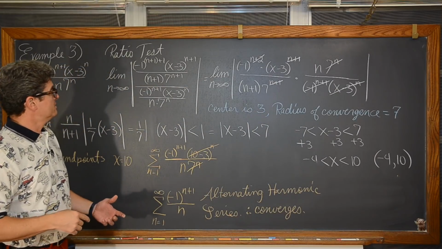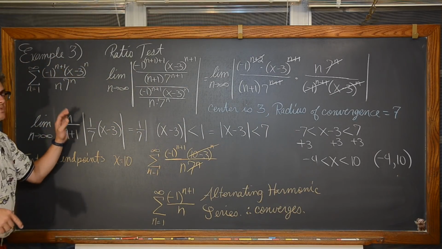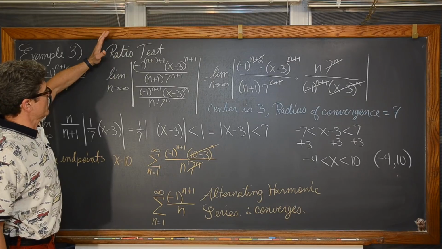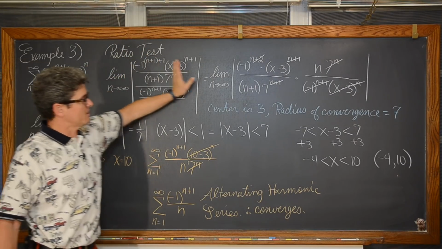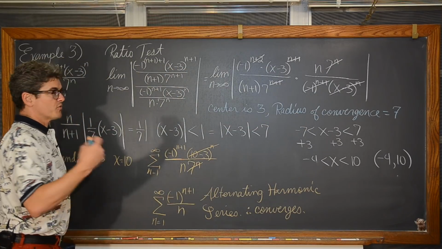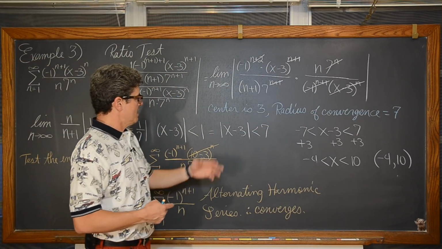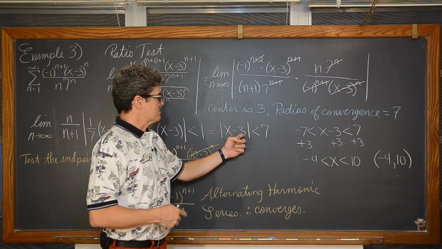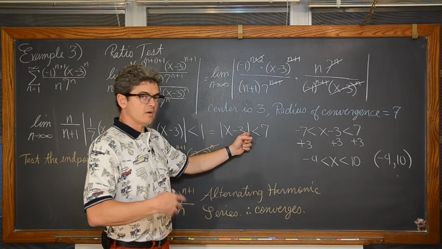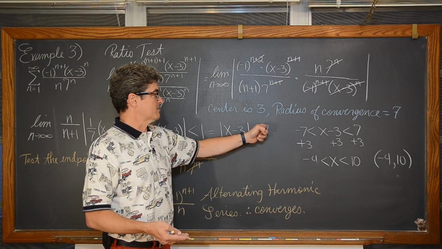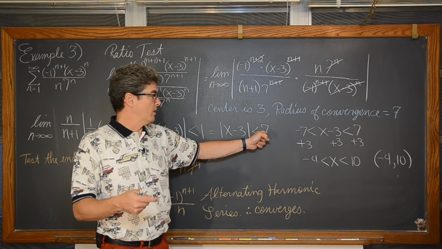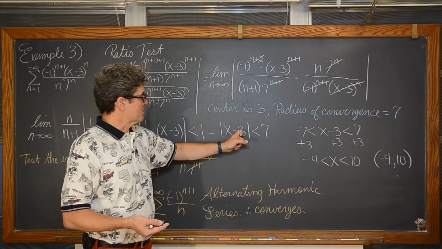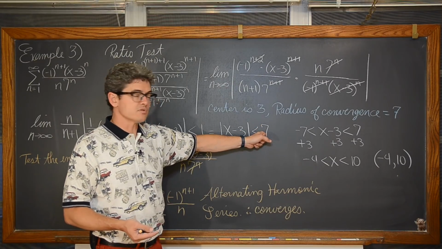So we took our original power series, we set the limit up, we did the ratio test, set the limit up as n approaches infinity of a sub n plus 1 over a sub n. We did a lot of simplification. Unlike the previous two examples, we did get the absolute value of x minus 3, or x minus c, is less than some real r which is greater than 0. In this case it was 7. So our center is 3, our radius of convergence is 7.